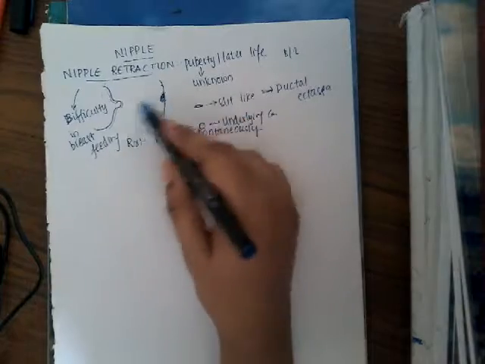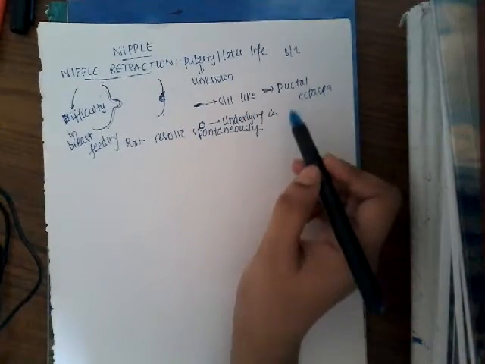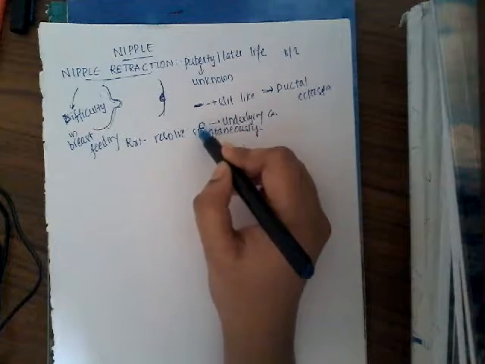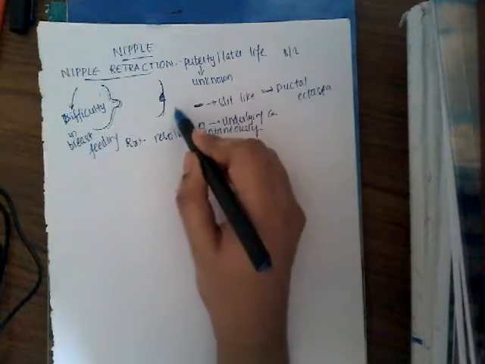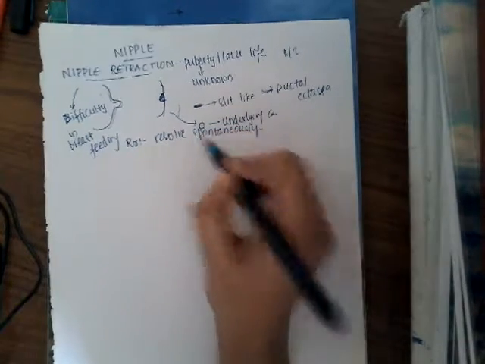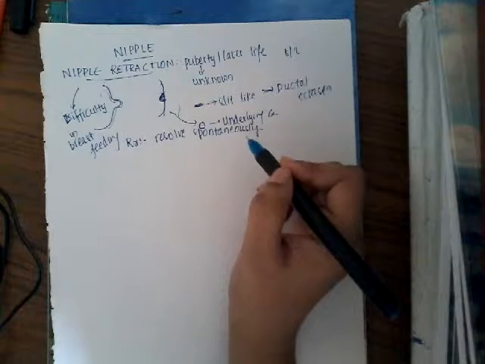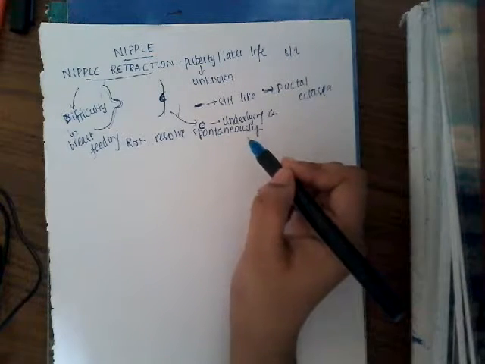So if the retracted nipple looks slit-like, then the cause may be ductal ectasia. If there is circumferential retraction like this, if the nipple has gone inside like this to start with, then that is underlying carcinoma. For nipple retraction, we don't need to treat it because it resolves spontaneously.